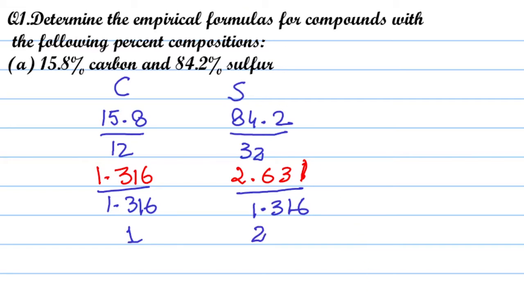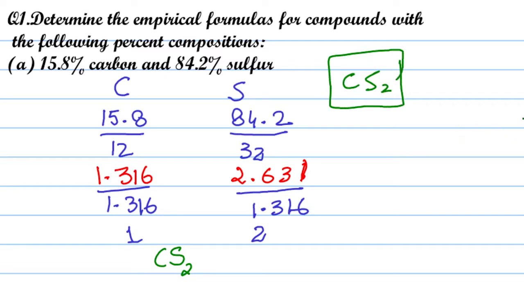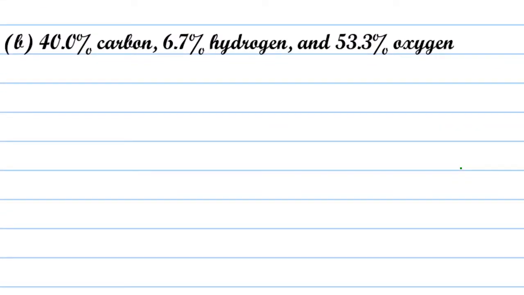So in order to write its empirical formula, we will write it like this, CS2. CS2 is the simplest formula and is called the empirical formula for carbon sulfide. This is the way and these are the steps through which you will be able to calculate the empirical formula for a compound. Another question, we can do in the same way.